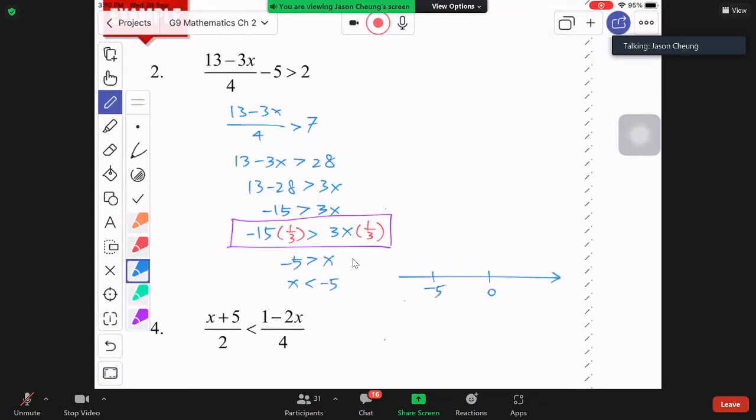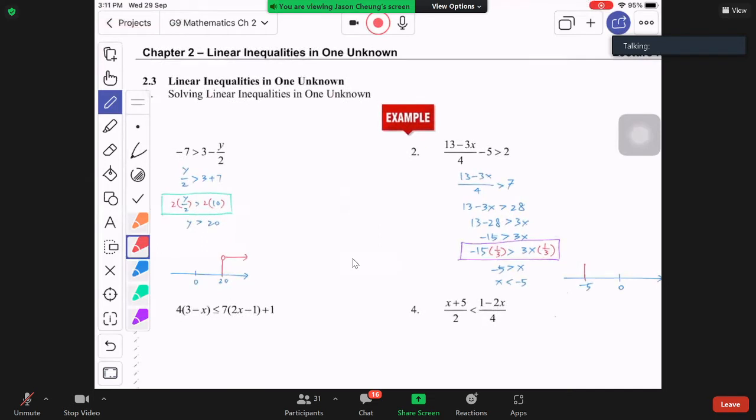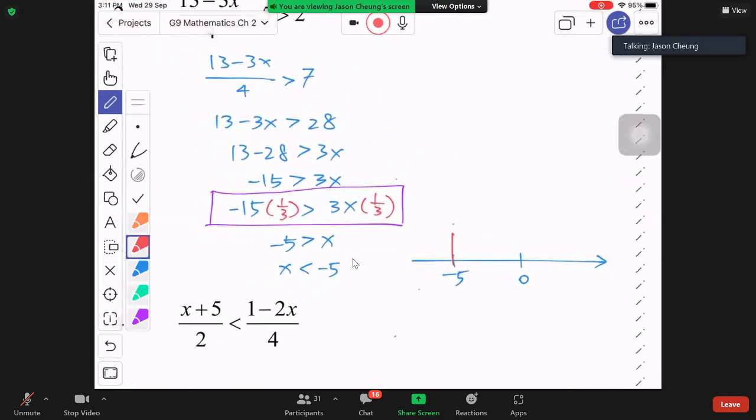0, -5, and then here, it is not included, right? Not included, the -5 is not included, and then x is less than -5, so it is like this. All right, any question?